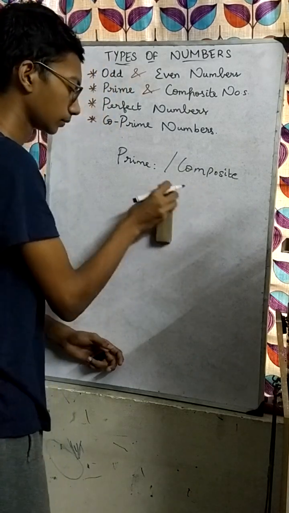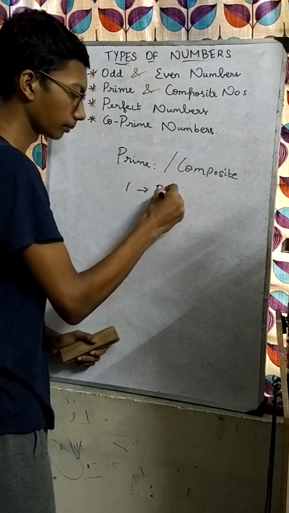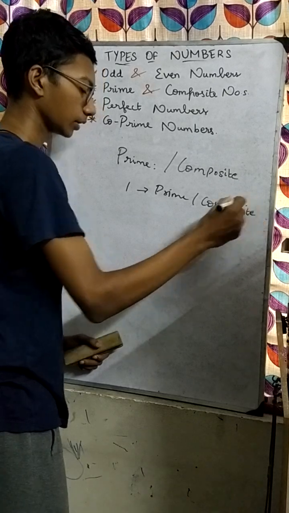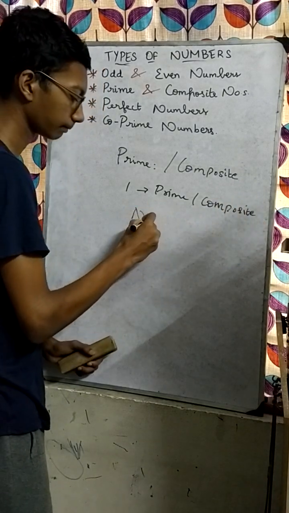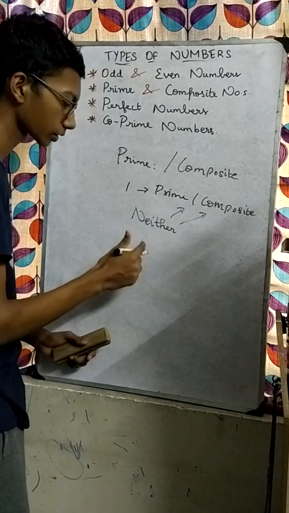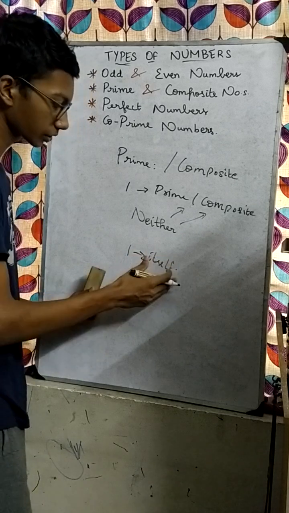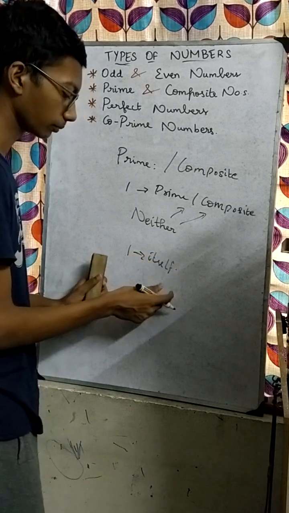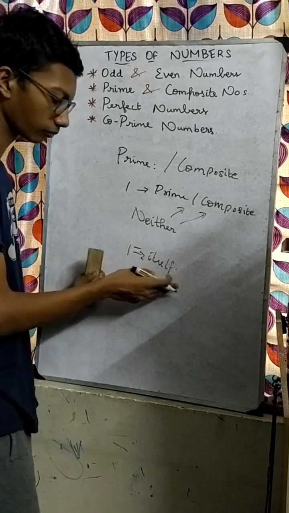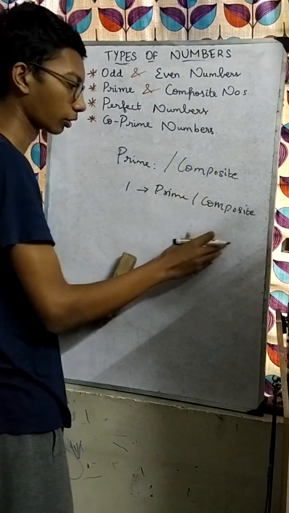Then we will be seeing about 1. Is 1 a prime number or a composite number? The thing with 1 is, it is neither. It is neither a prime number nor a composite number, because in the definition of prime or composite numbers, 1 and itself are the same here. It is divisible by 1 and itself, but both the numbers are the same. So it cannot be said if it is a prime number or a composite number.